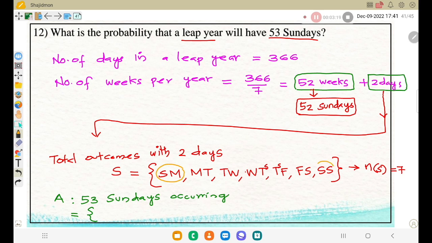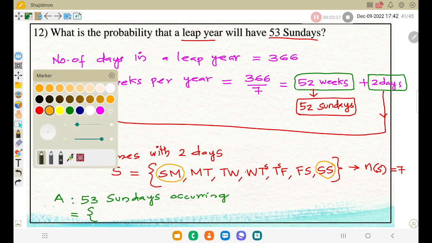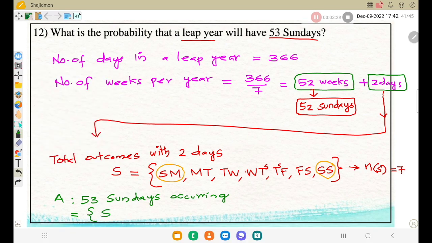Otherwise, see, Saturday, Sunday, this combination also gives us one Sunday extra, correct? So 53 Sundays occurring means what is the possibility? Either it should be the Sunday, Monday combination, or the Saturday, Sunday combination. So it will be 53 if it comes like that. So how many elements here? Number of elements in the event A is 2, correct?